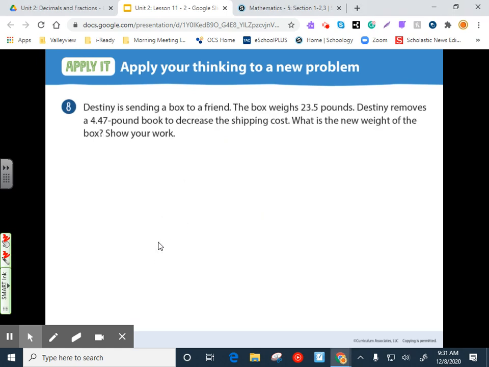Question 8. Destiny is sending a box to a friend. The box weighs 23.5 pounds. Destiny removes a 4.47 pound book to decrease the shipping cost. Because anytime you go to the post office to send a package, they put it on a scale and it depends on how much it weighs, how much your postage is going to be. So she's trying to save some money here. What's the new weight of the box?